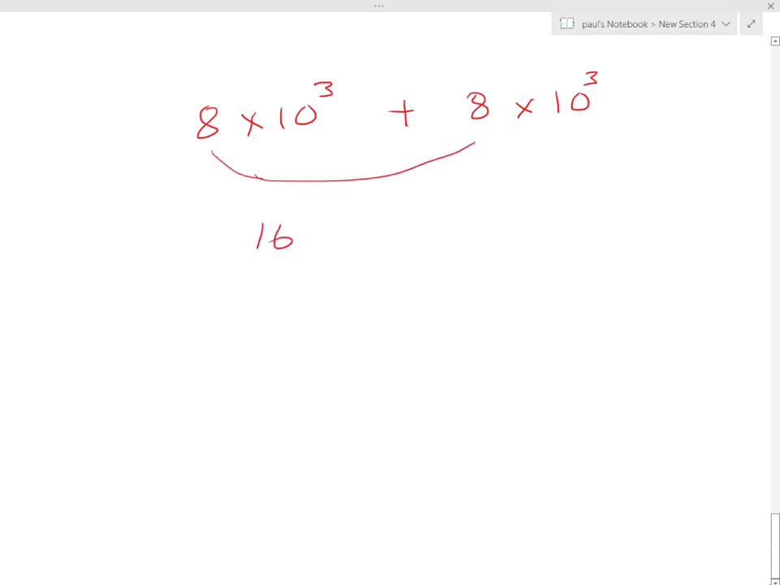There's adding as well. Let's have a look. What can we do? 8 times 10 to the 3 plus 8 times 10 to the 3. I'll make these the same to start off with. So 8 plus 8 is 16. 10 to the 3 and 10 to the 3, it's going to be the same, isn't it? 10 to the 3. 16 is too big. Divide by 10 is 1.6. Multiply by 10 is 10 to the 4. Easy when they're the same. In fact, this is the only way you can do it. They must be the same as each other.